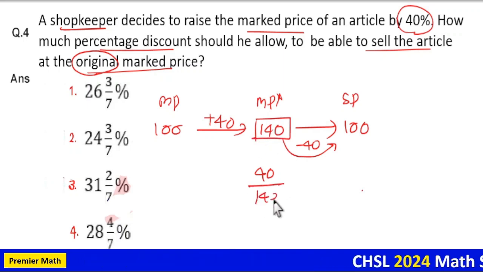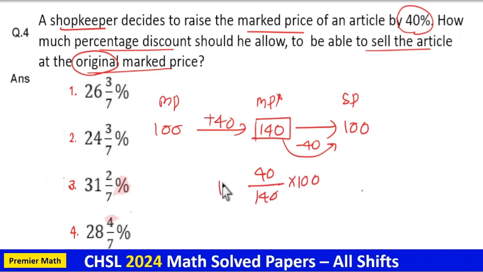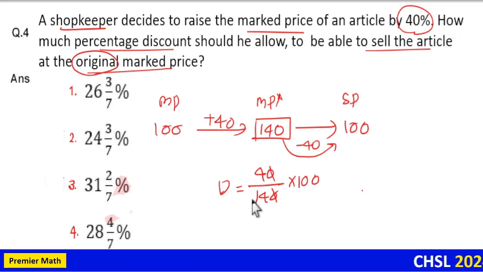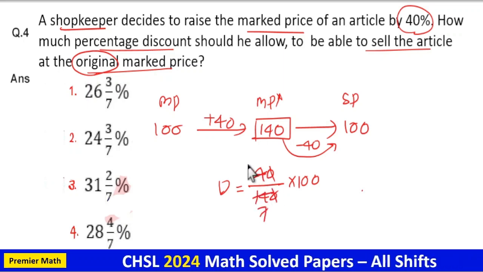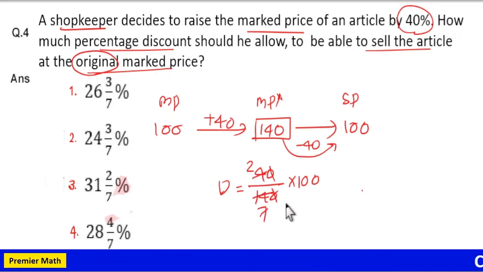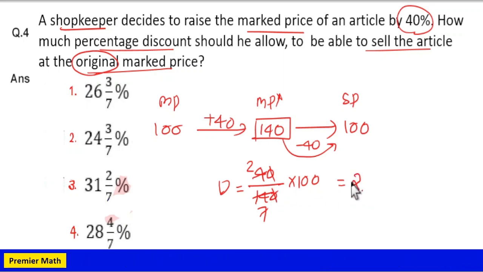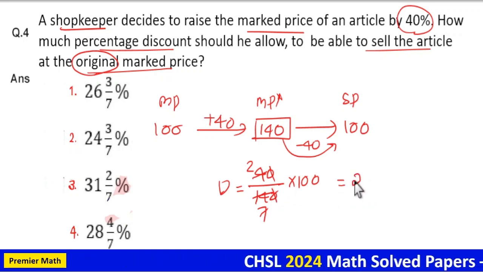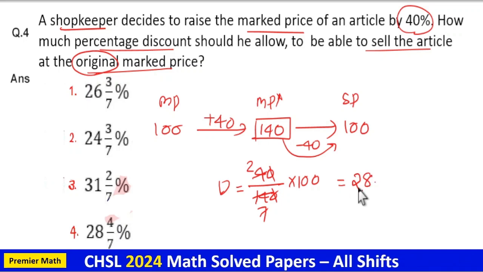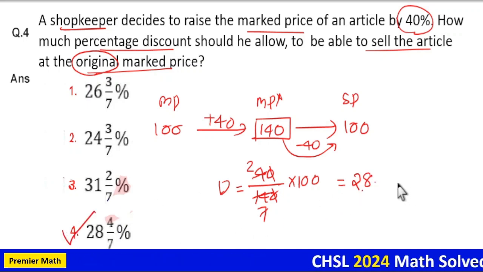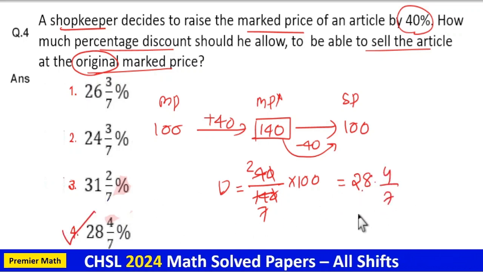So 40 by 140 into 100 is the discount, which is equal to: 2 goes 7 times in 40, 2 goes 2 times in 2. So 200 by 7, which means 7 goes 2 times in 20, remaining 6. 7 goes 8 times in 60. That is 28. Option 4 is your answer. 28 and 4 by 7.